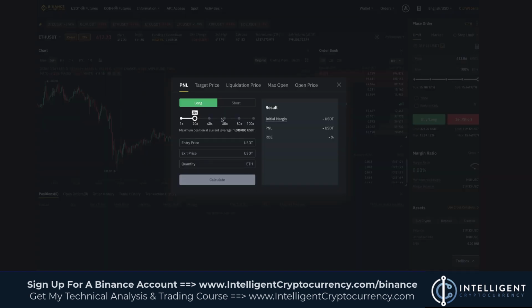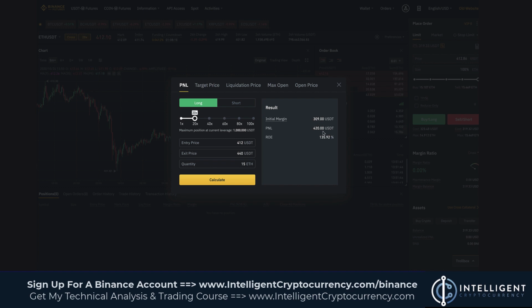So we can go to a little calculator here, for example, and let's say a 20x, okay? And it's currently 412. Let's just say the price goes to $440. I'm trading with 15 Ethereum, and I'm taking a long position. You can see over here that this would basically give me a profit of $420, which is just more than 100%. It's 135% on my initial margin.